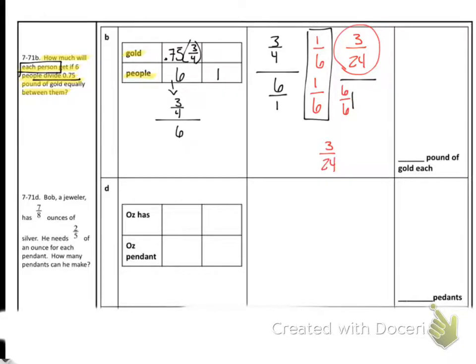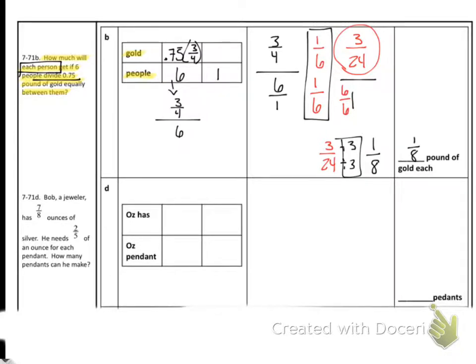3 and 24, they're both divisible by 3. So we're going to divide by 3. 3 divided by 3 will give us 1. 24 divided by 3 will give us 8. 1/8 of a pound would be for each person.